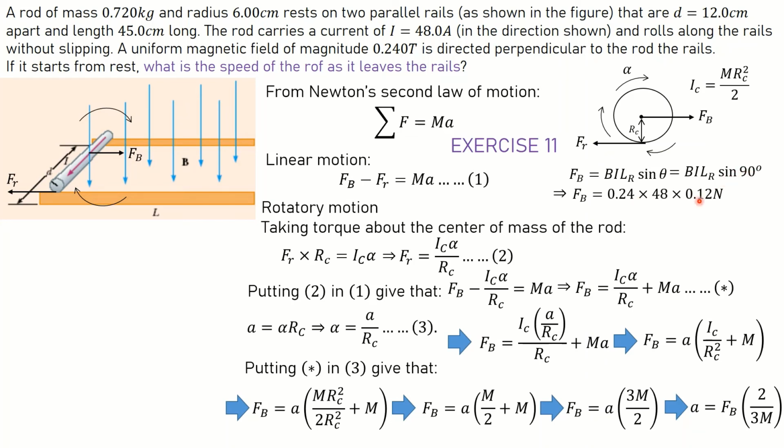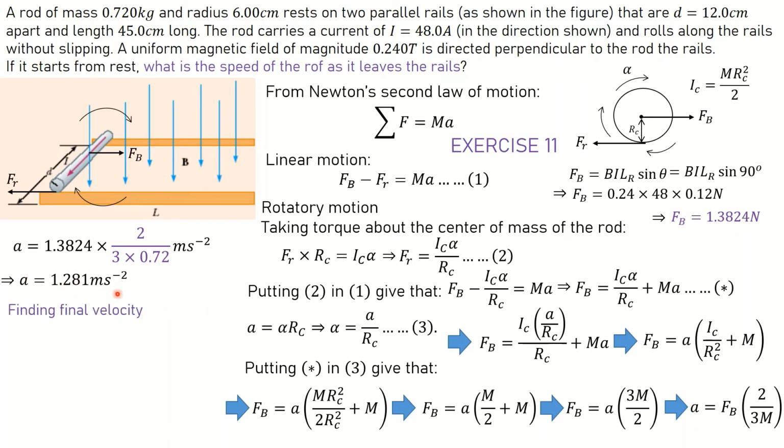You know the length of the rod as 12 centimeters. Taking it to meters, we have 0.12. The current is 48 amperes and the magnetic field strength is 0.24. With that we get the magnetic force to be 1.3824 newtons. Now we can get the acceleration by simply substituting the respective values using your calculator. You get this.